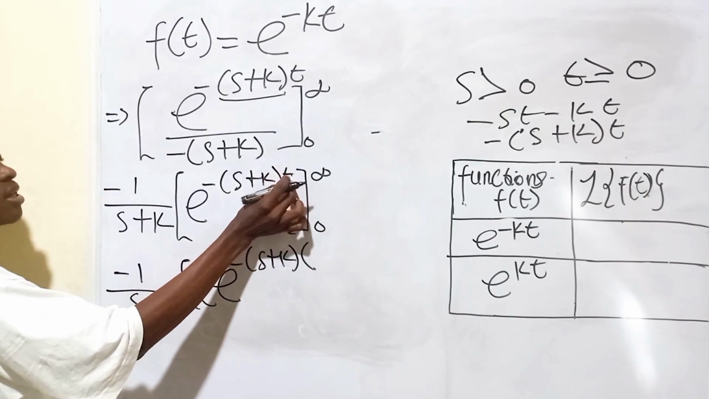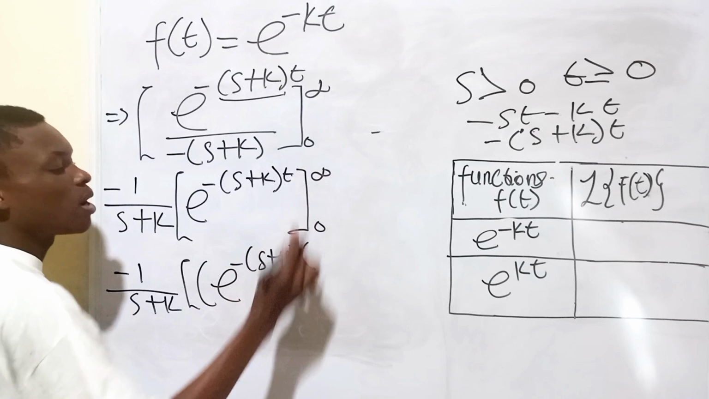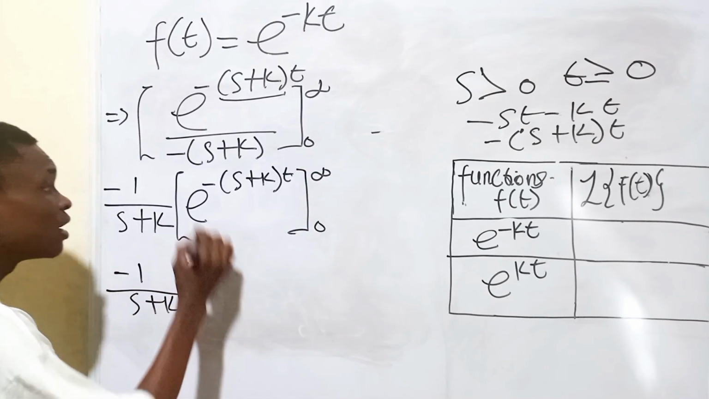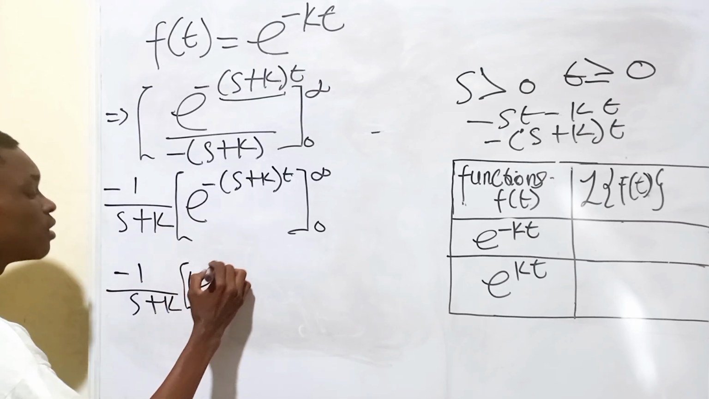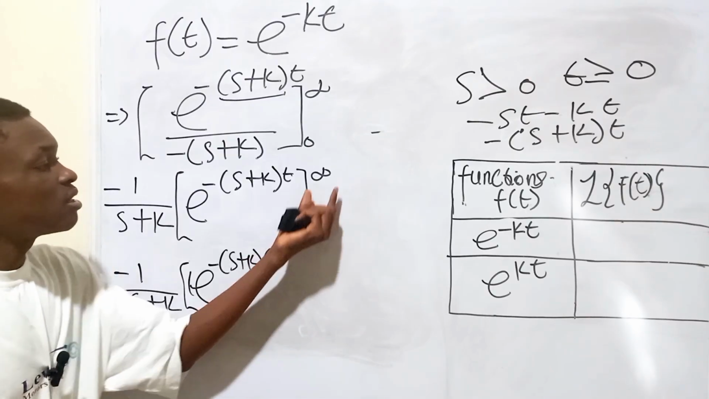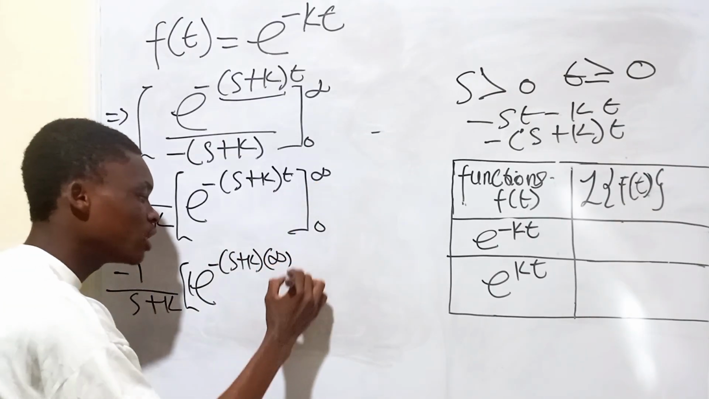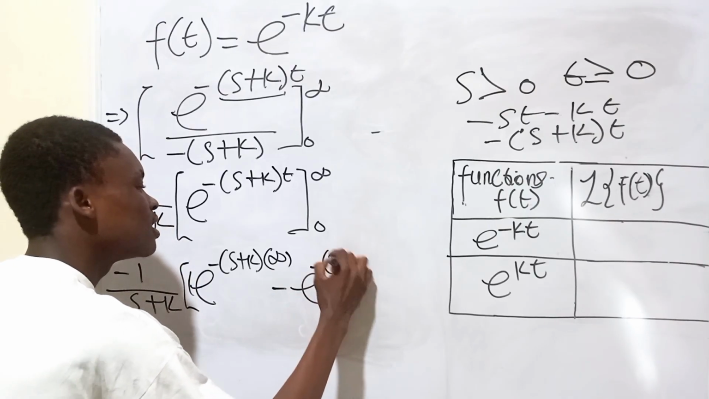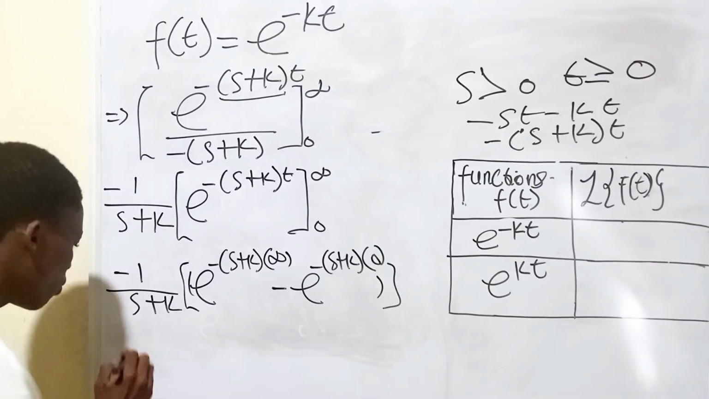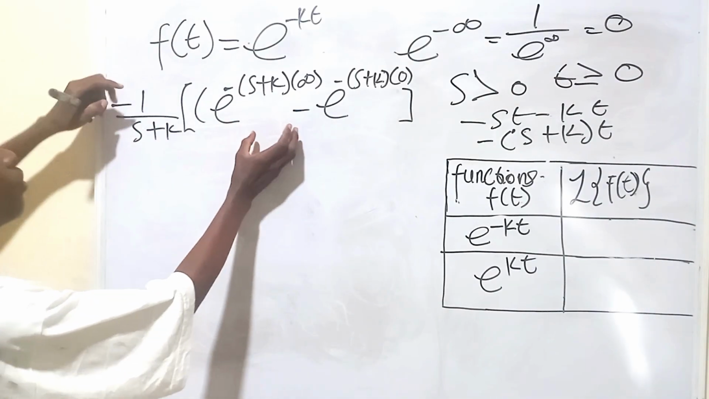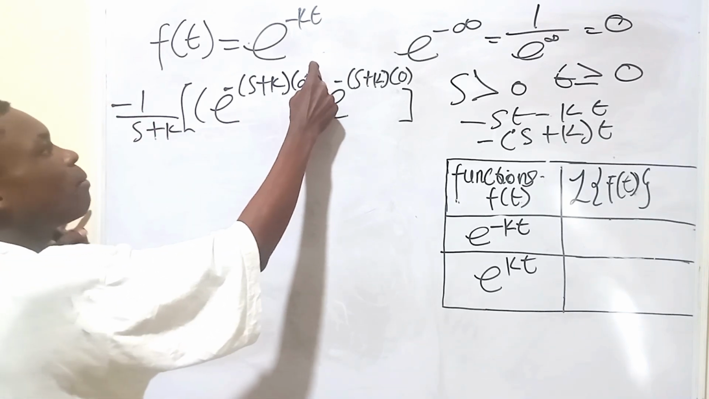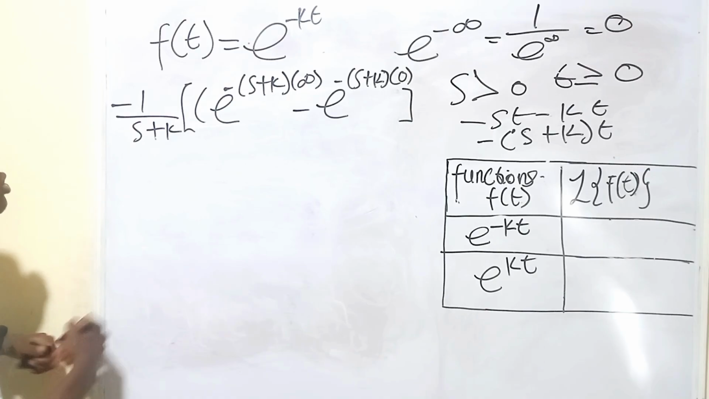Wherever we see t here, we fix in the upper boundary. So this is exponential negative s plus k, and we put infinity. We first put the upper boundary, then we put our lower boundary, which is 0. From here we factor out 1 all over s plus k. So we are fixing the upper boundary and the lower boundary.